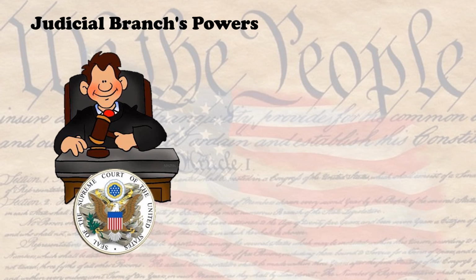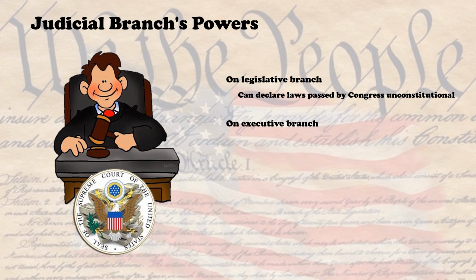Now let's talk about the judicial branch, the final branch of the big three. Now, they don't have as many powers over the other two branches as the other two branches have over each other, but the powers that they have are incredibly significant. Now, over the legislative branch, the judicial branch can declare laws passed by Congress to be unconstitutional. Now, if a law is unconstitutional, that means that that law is illegal and unenforceable.